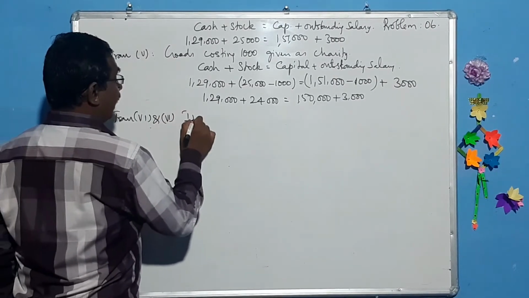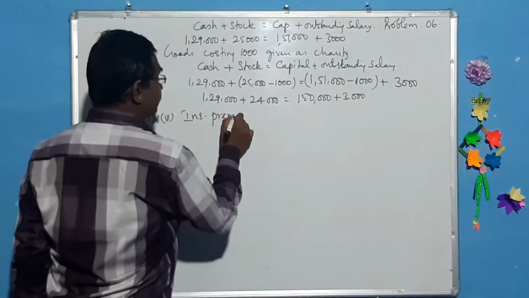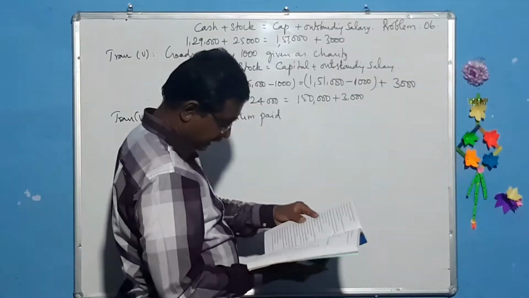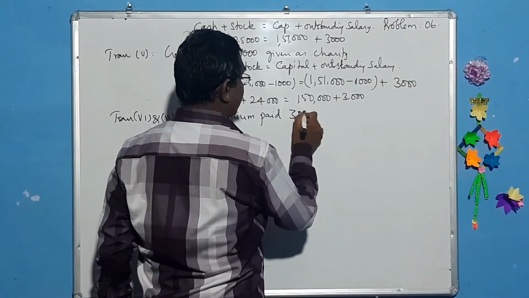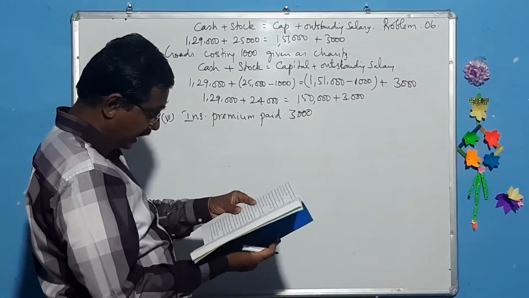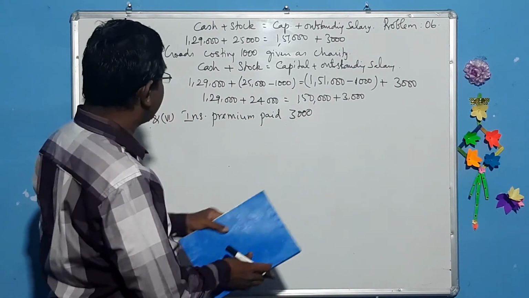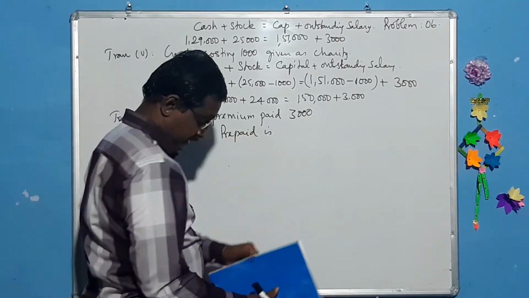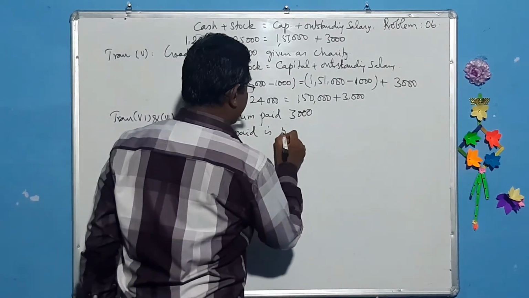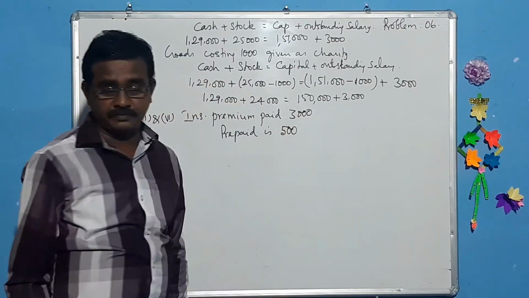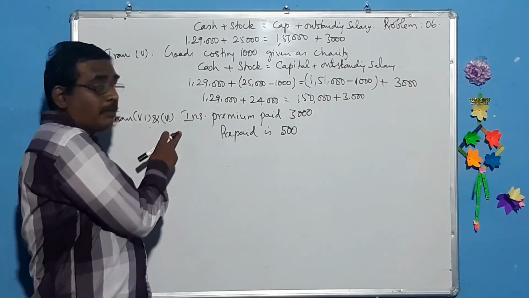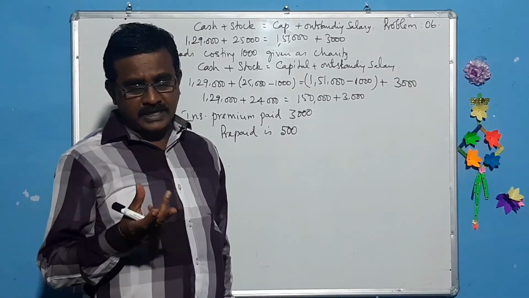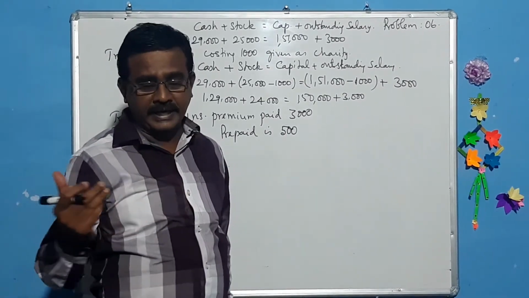Insurance premium paid 3,000, and out of insurance premium paid, prepaid is 500. My dear students, this is a complicated one. Try to understand this. I have mingled both transactions as one because they are interrelated.